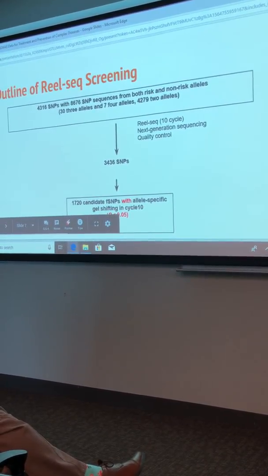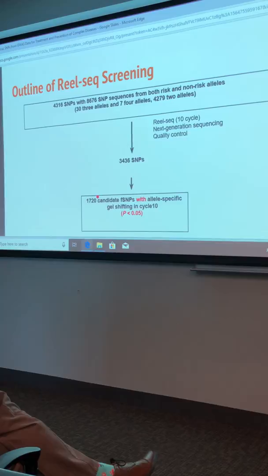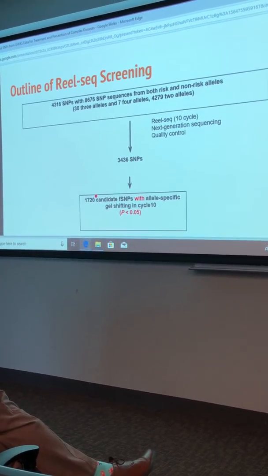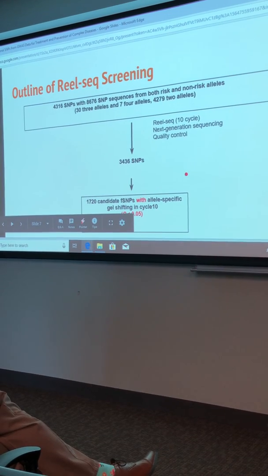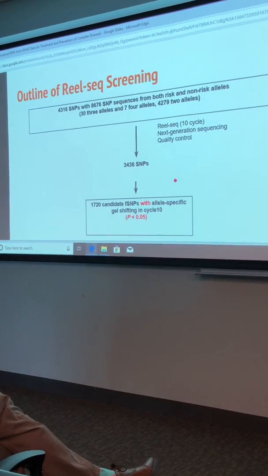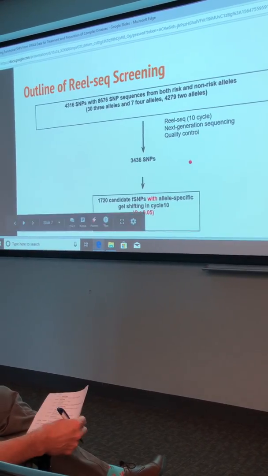Now, I do not have all 1,720 candidate SNPs. That would take forever. And so, what I did in my project through 6 to 8 weeks is that we have 5 SNPs to show you to illustrate the concept.